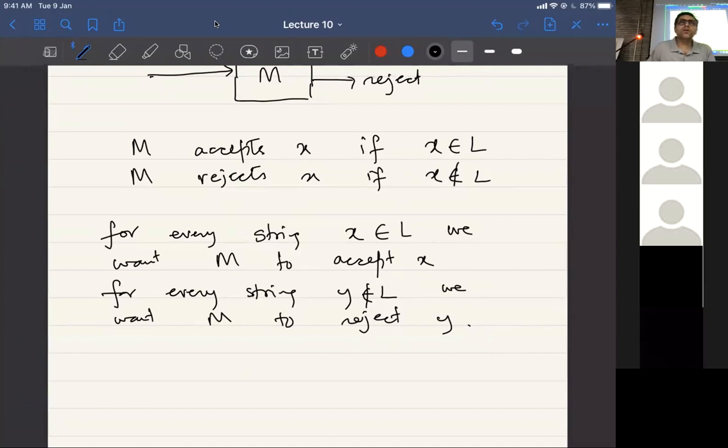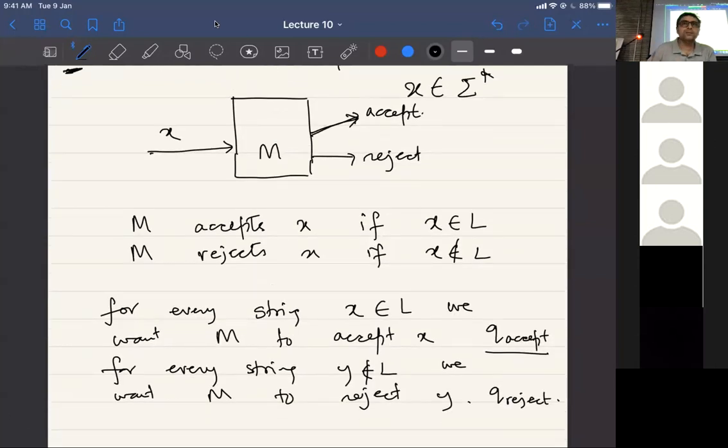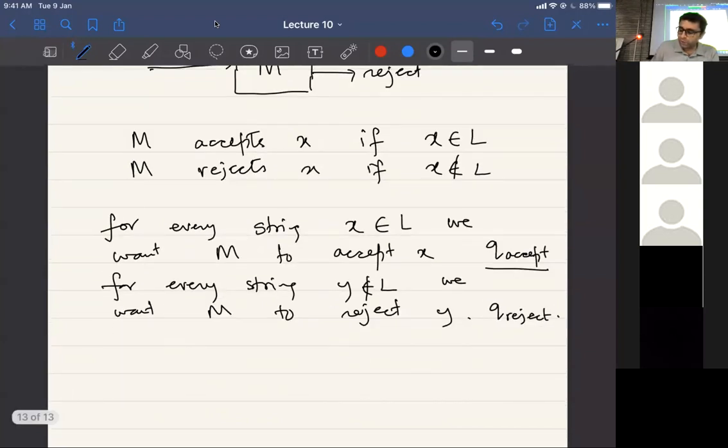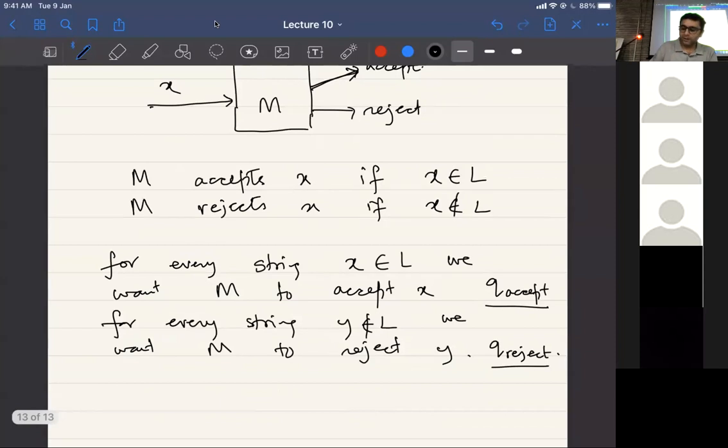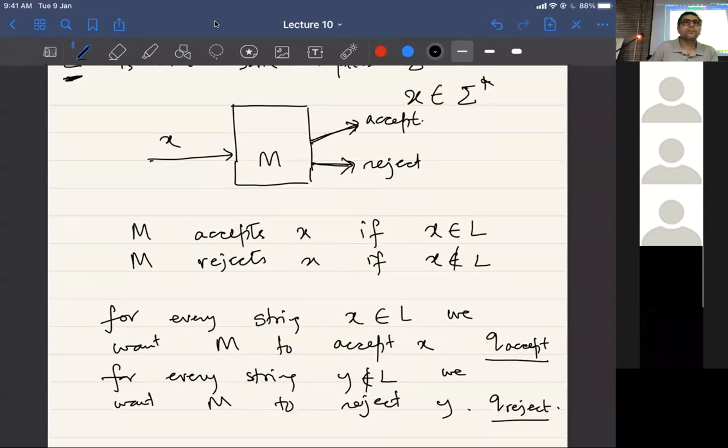And how does a Turing machine accept a string and how does it reject the string? It accepts the string X by performing some computation, and when it finishes the computation, it moves to Q accept. And how does it reject? After it finishes the computation, it moves to Q reject, right? Whenever the machine goes to Q accept, the computation stops immediately and the machine outputs that it accepts. And as soon as the machine goes into Q reject, the computation stops immediately, and it outputs reject. Okay?